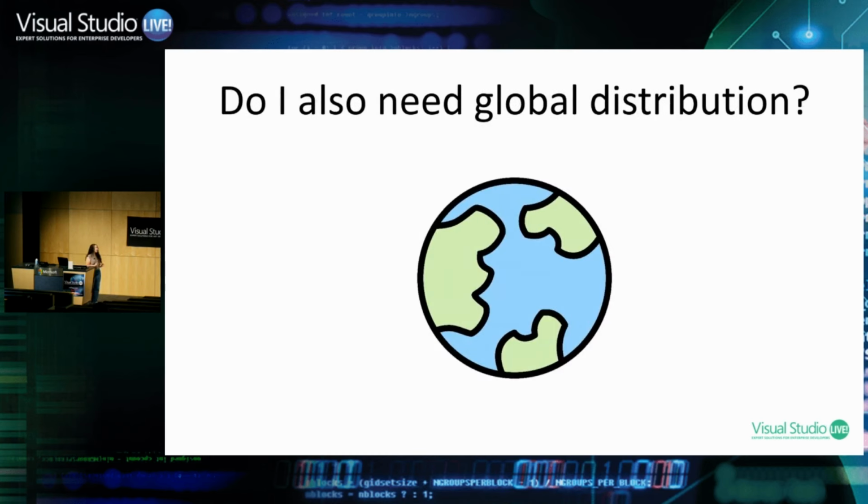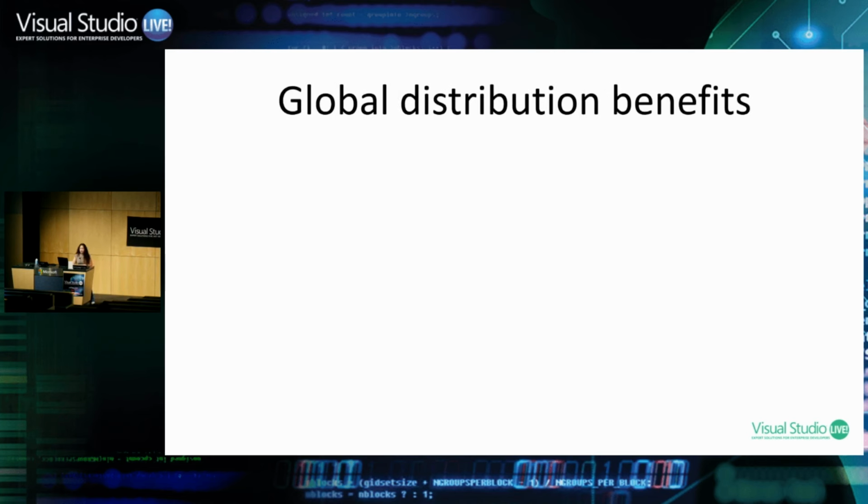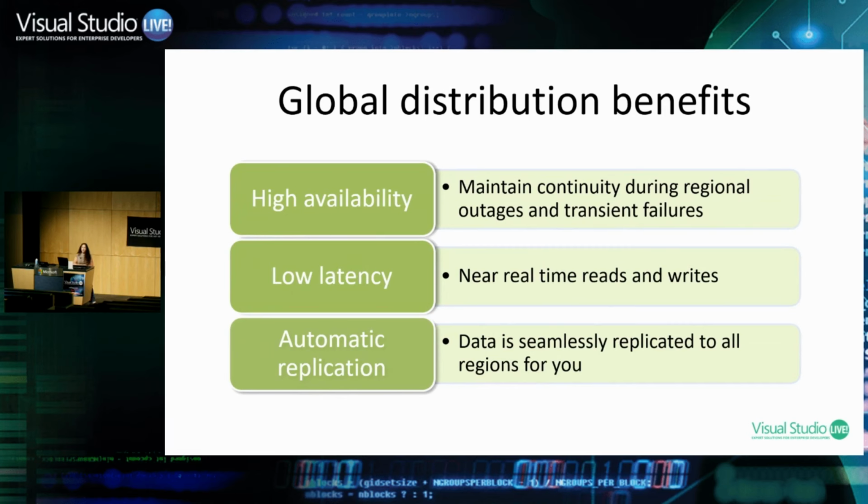All right, so we talked a lot about scaling within a single container. How does that one container grow and how does that work? But what about global distribution? What does global distribution give you? And there's a lot of benefits of global distribution. The first and foremost is high availability. So remember when we talked about those availability SLAs for Cosmos DB, 5 nines of availability? That is only able to be achieved because of global distribution.